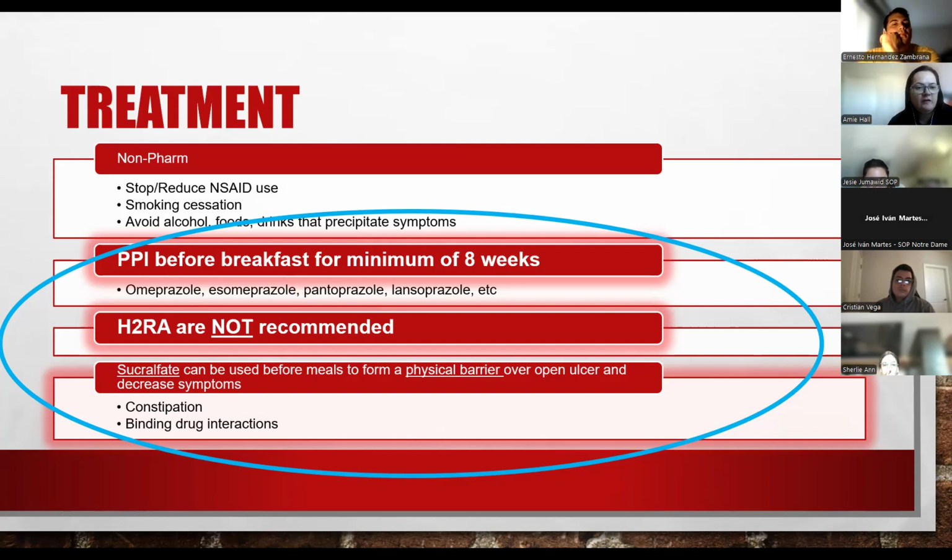Right? Any questions on that? We have to use PPIs for 8 weeks. We can use sucralfate before we eat something to help us, but the sucralfate is only for symptomatic relief.